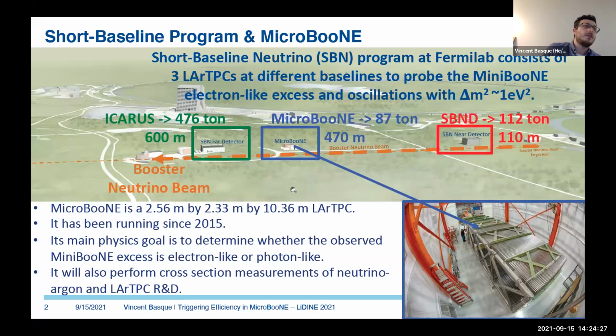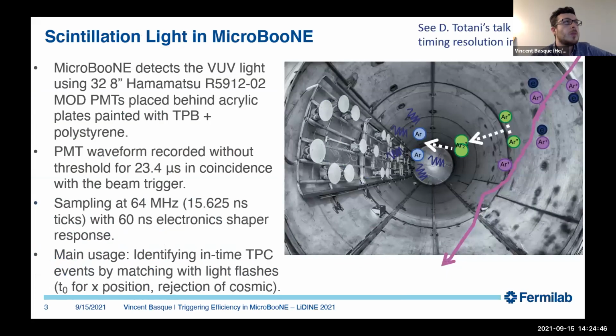It's been running since 2015, and its main goal is really to determine whether the MiniBooNE excess that was observed, MiniBooNE being just behind where MicroBooNE is located, is more electron-like or photon-like. But at the same time, we also perform cross-section measurements of neutrino-argon interactions for LArTPC, especially R&D.